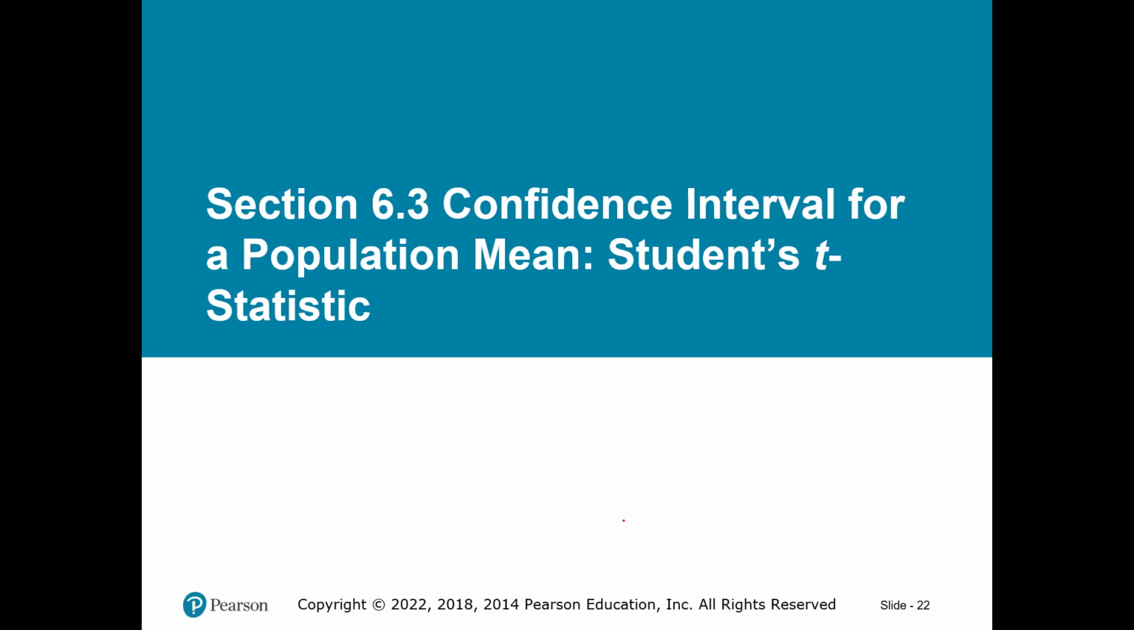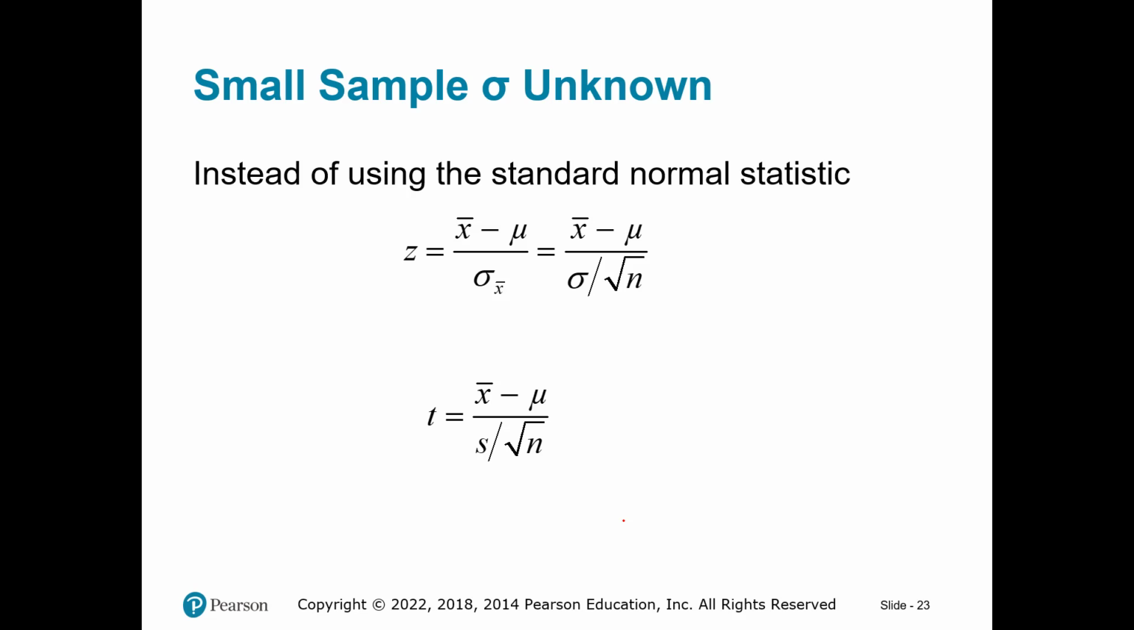And for the confidence interval for a population mean, there is Student's t statistic. So instead of using the standard normal statistic, z equal to x bar minus the population mean divided by the standard deviation of the sample mean, these are the formulas we'll be using, and the t value is equal to this.